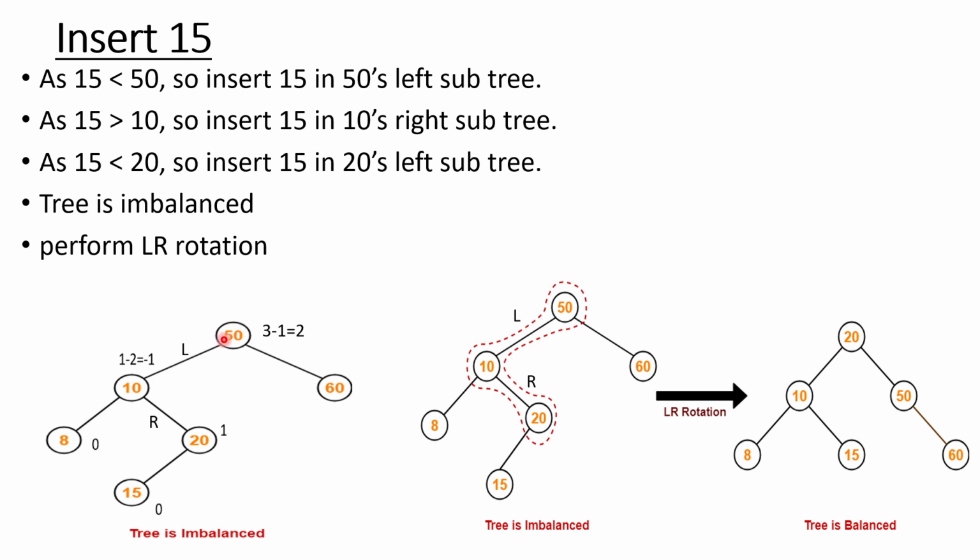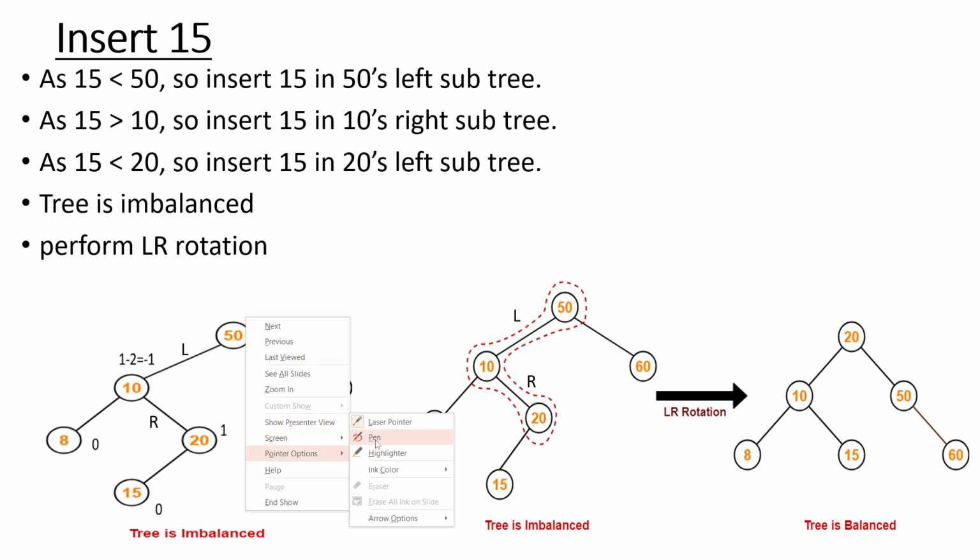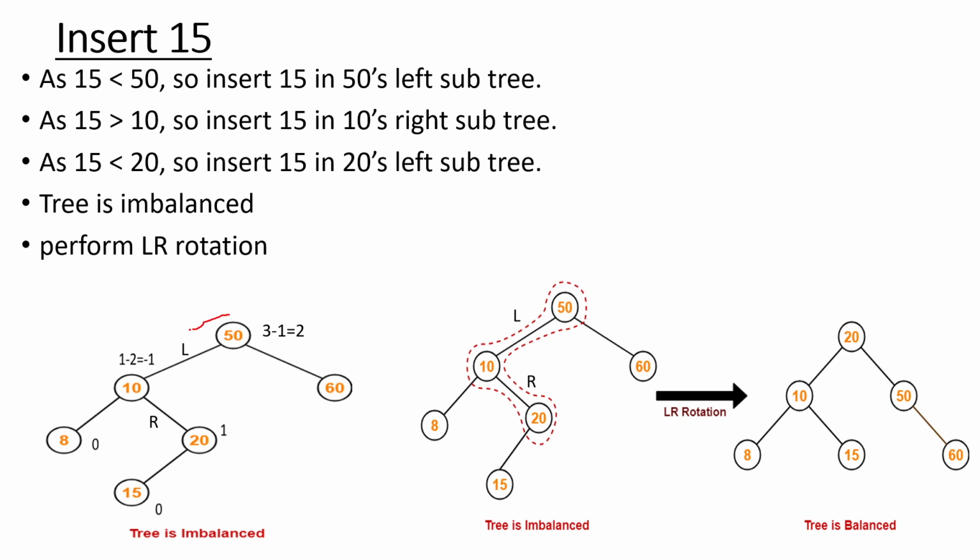For 50, the height of the left subtree is 3, and the height of the right subtree is 1. 3 minus 1 is 2. The node that is violated is 50, so you mark that one. In the path of insertion, you have to select those 3 nodes.